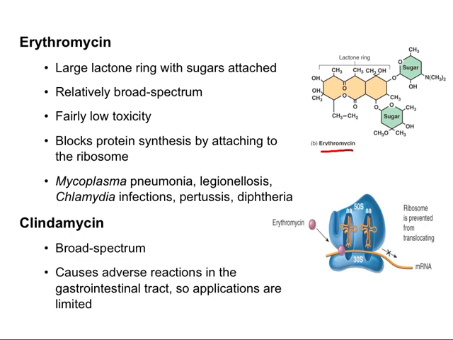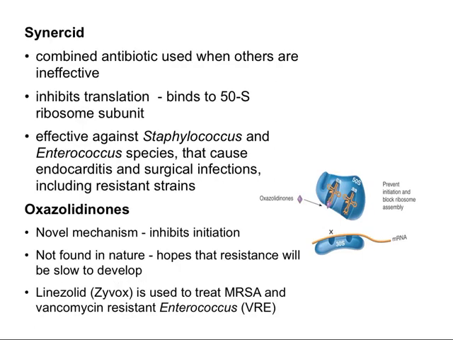Clindamycin is another antibiotic that works on protein synthesis. It's also broad spectrum, but it causes adverse reactions in the GI tract, more severe than most others, so its applications are fairly limited. Synercid is a relatively new contribution to this antibiotic group. It's used as a combined antibiotic when other drugs are ineffective. It inhibits translation by binding to the 50S ribosome subunit. It's effective against Staphylococcus and Enterococcus species that cause endocarditis and surgical infections, including the resistant strains. It's mostly reserved for use in hospitals.